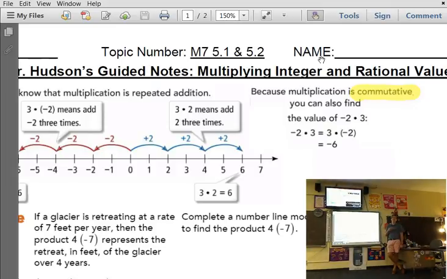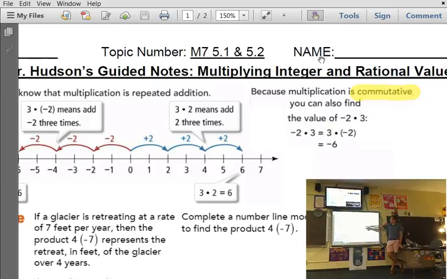So commutative, to commute, means to move. So always think about commutative: if commute means to move, I can move the order of my multiplication. That's why here, negative 2 times 3 is the same thing as 3 times negative 2, which sometimes makes more sense to turn the number around, especially when we're trying to model things.